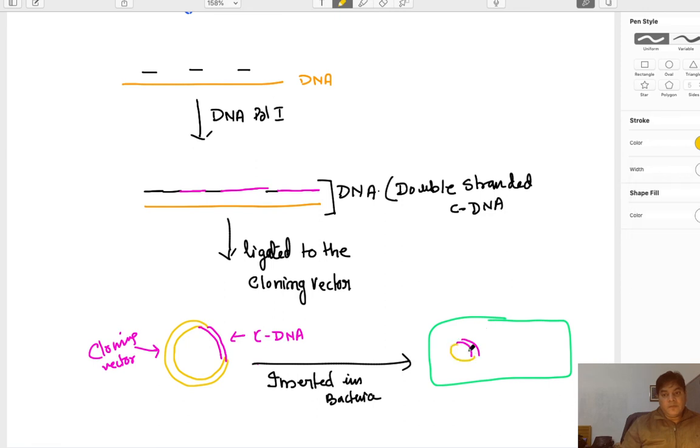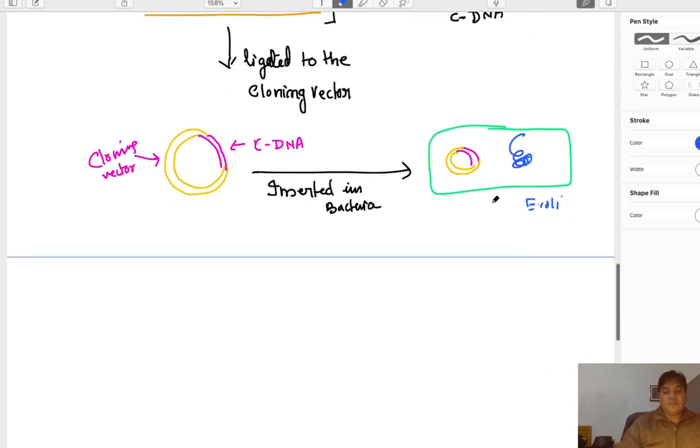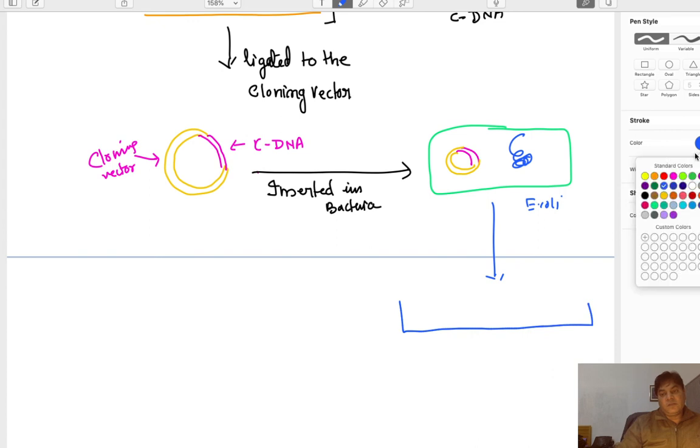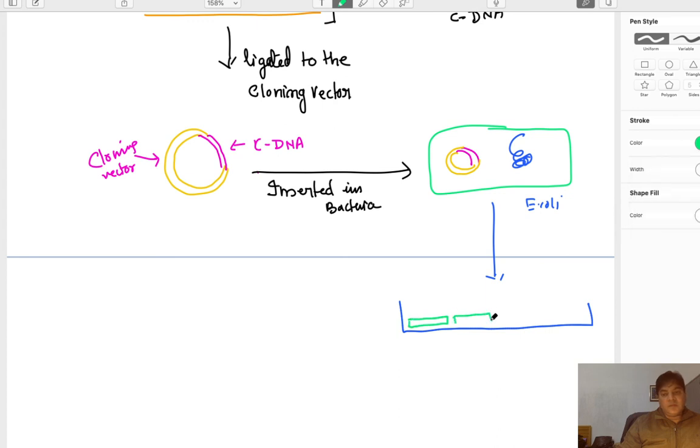The cDNA is already present in this bacteria, and this bacteria has its own chromosome as well. Maybe E. coli is the bacteria, and this bacteria is cultured in the plate. So we have the culture, saving the time now. These are the bacteria in the culture plate, and from this culture plate we have to identify the cloned gene.